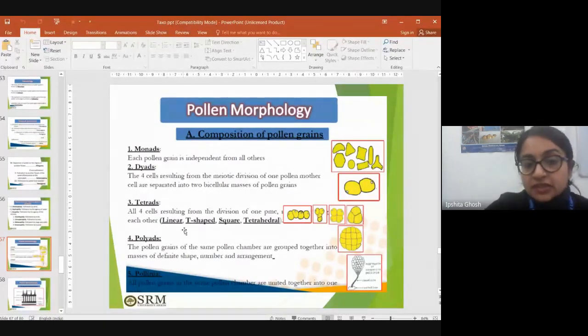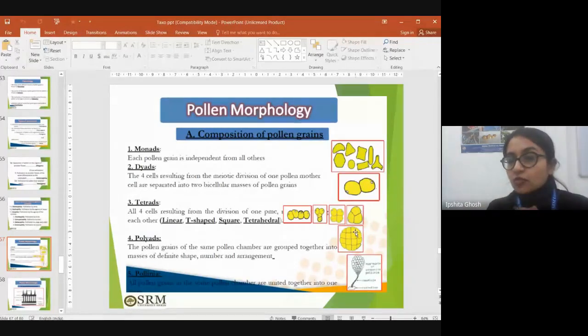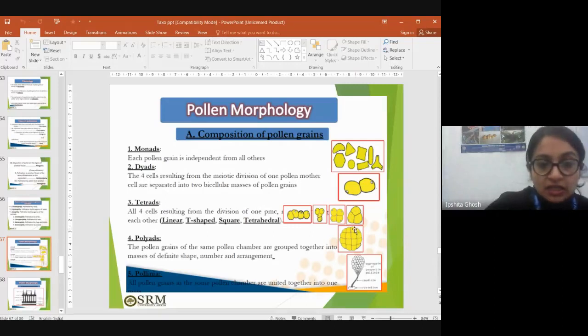Here again, there are different types. They can be linear, as in the first diagram. In the second diagram, you can see it is in the shape of a T, so it's a T-shaped tetrad. In the third one, it's in the form of a square, so it's a square-shaped tetrad, right? And tetrahedral is the final one. You can see three from this angle, but there will be another lobe at the back side. From one angle, you will only see three at a time in the case of the tetrahedral type of tetrad.